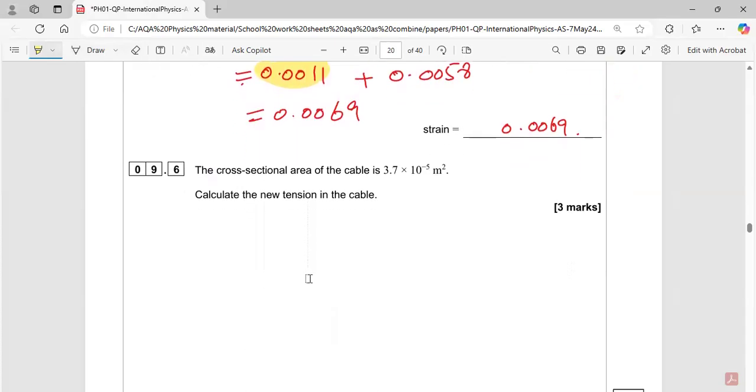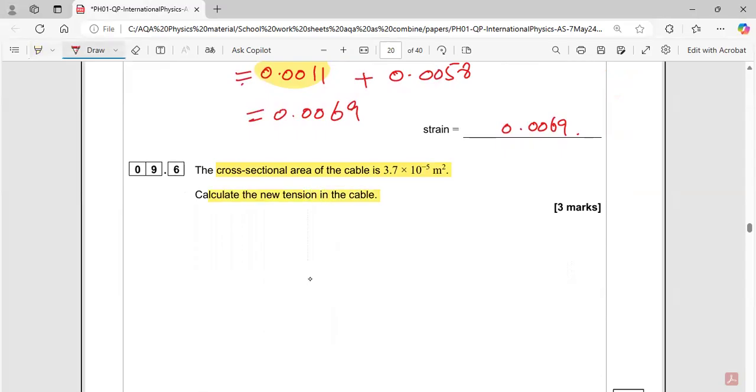Okay. The next thing is the cross-sectional area in the cable is this. You have to calculate the new tension in the cable. Now with this strain, what is the new tension? Tension means force. Force or tension, both are actually the same thing. So this part is ECF. If you come up with some wrong answer, like if your answer is 0.0058, and you use that in part 6 correctly, you will get full marks for that.